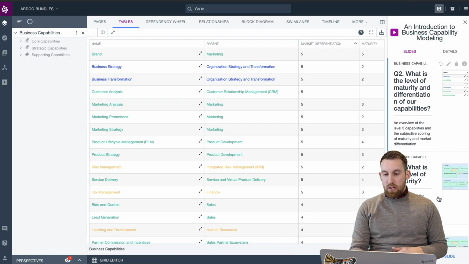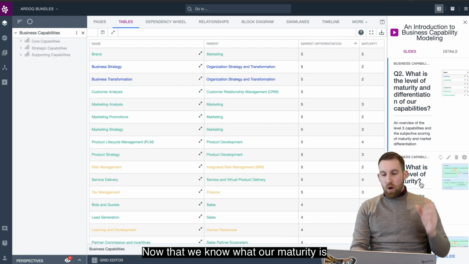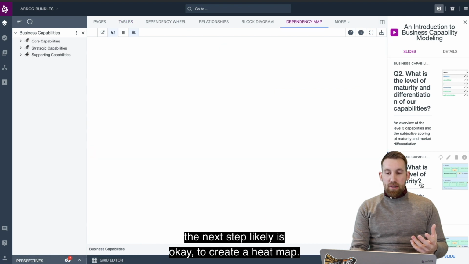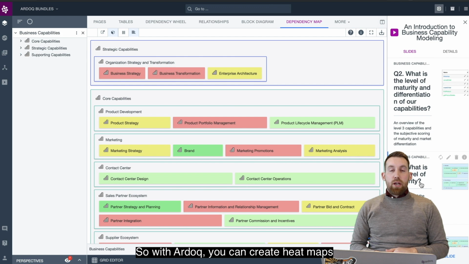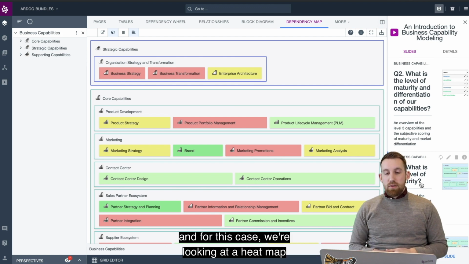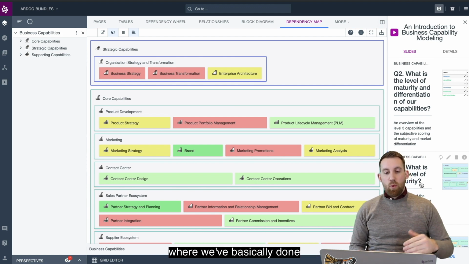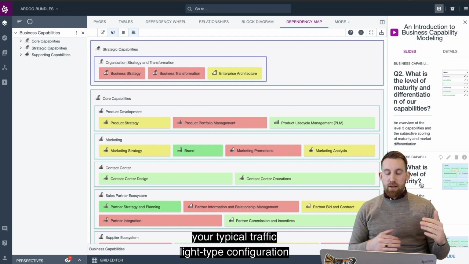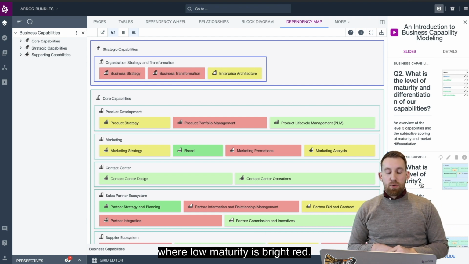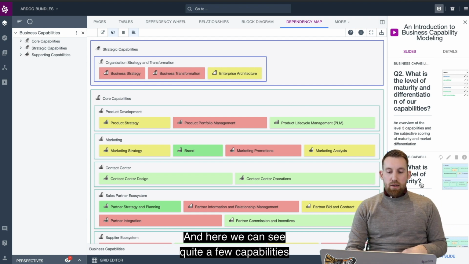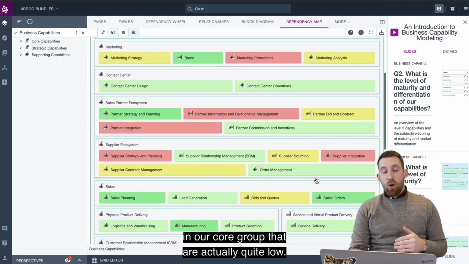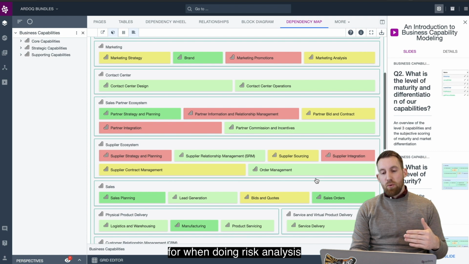Now that we know what our maturity is of these capabilities, the next step likely is to create a heat map. So with Ardoq, you can create heat maps on any kind of data you have. And for this case, we're looking at a heat map where we've basically done your typical traffic light type configuration, where low maturity is bright red. And here we can see quite a few capabilities in our core group that are actually quite low. Those are probably interesting for when doing risk analysis or opportunity analysis.